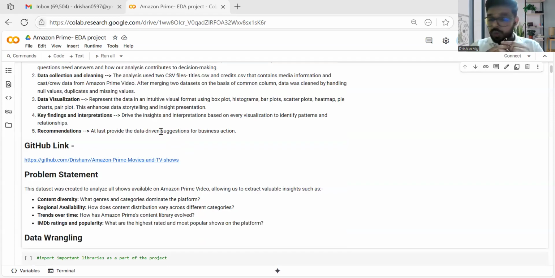The fourth one is very important: key findings and interpretations. Whatever we visualize, we can derive key insights or key findings from that visualization, so that stakeholders get to know the business problem and how we are going to solve it with a particular technique or strategy. And the fifth one is recommendations. It's basically an action blueprint, or data-driven suggestions for business action.